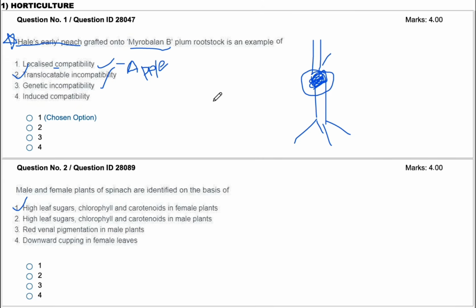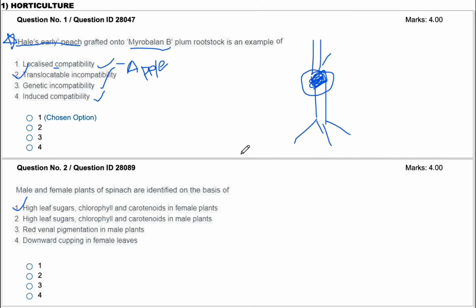The major example of this one is Hale's Early peach grafted onto Myrobalan B. Now there are other types of incompatibilities, such as delayed incompatibility. And coming to genetic incompatibility, it occurs when distantly related plant species or genera often fail to form a successful graft union. And coming to induced incompatibility, here the option given is compatibility.